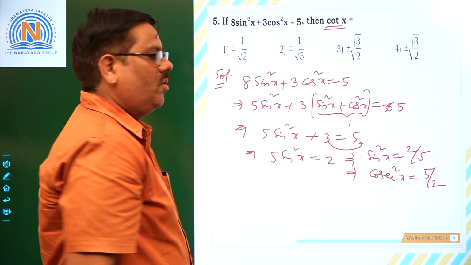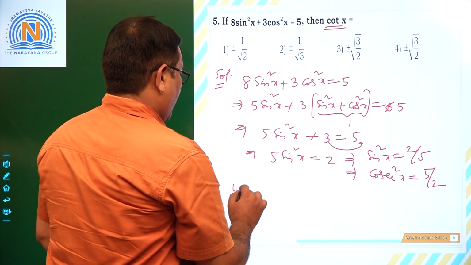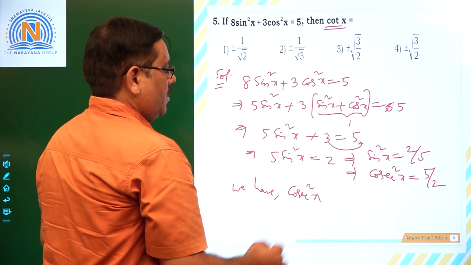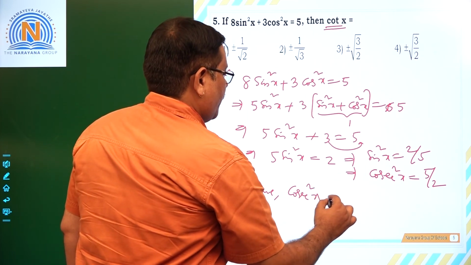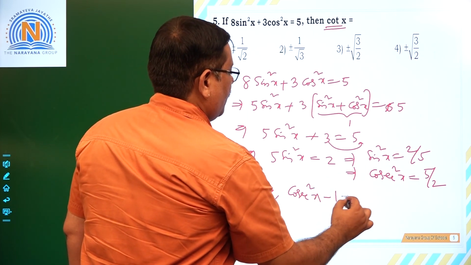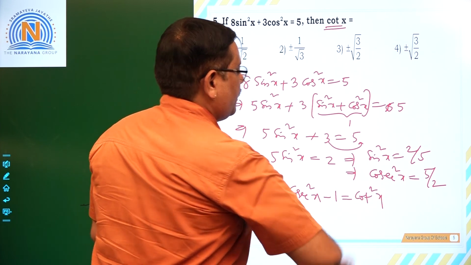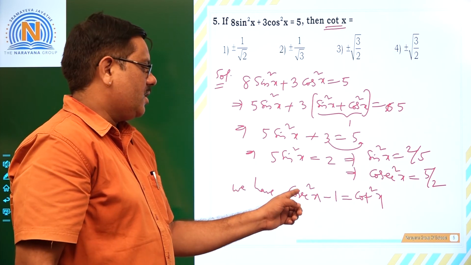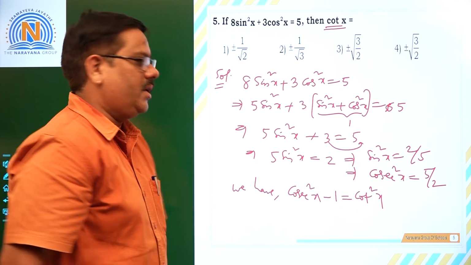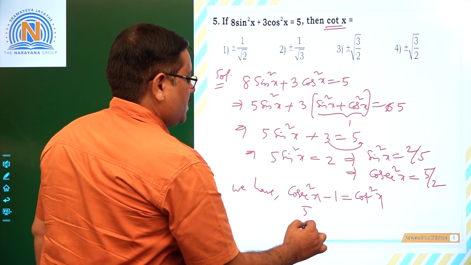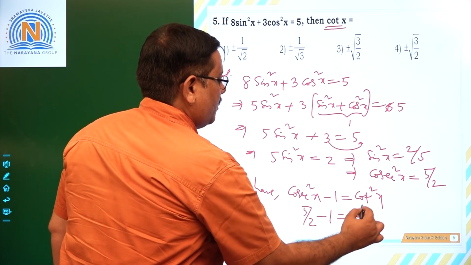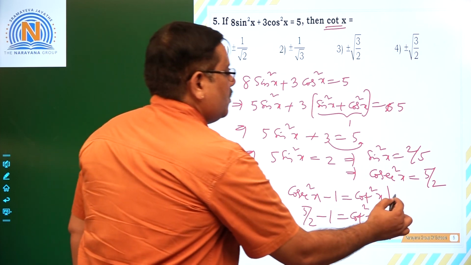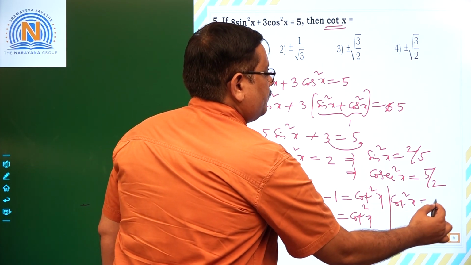If you know how to get cot square, we have cosecant square x minus cot square x is 1. You can write like this. Cosecant square theta minus cot square theta is 1, or cosecant square theta minus 1 is cot square theta. So that is 5 by 2 minus 1, that is cot square x. So 5 by 2 minus 1 is nothing but 5 minus 2, 3 by 2. So cot square x is 3 by 2.